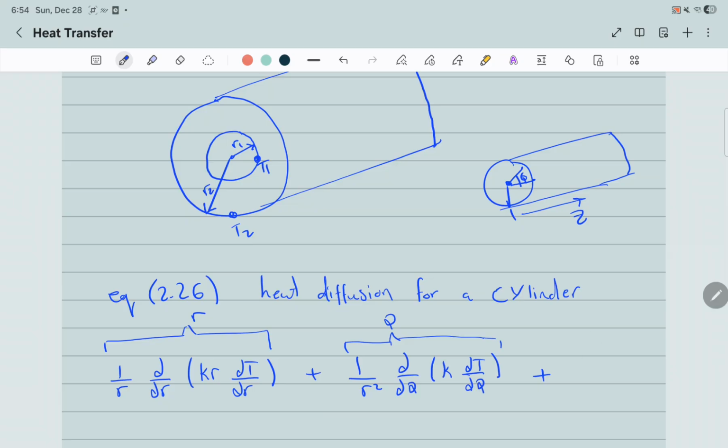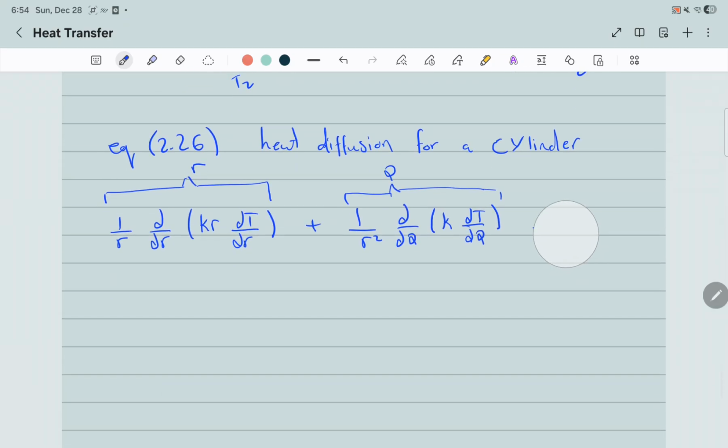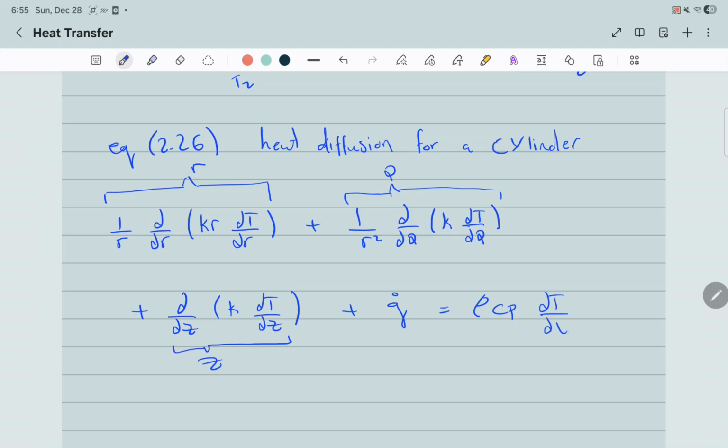Plus, let me write it down here, plus d over dz times k dT/dz, and that represents the heat flow in the z direction, plus q dot, which represents the energy being generated inside the system, equals energy being stored, which is density times Cp dT/dt.